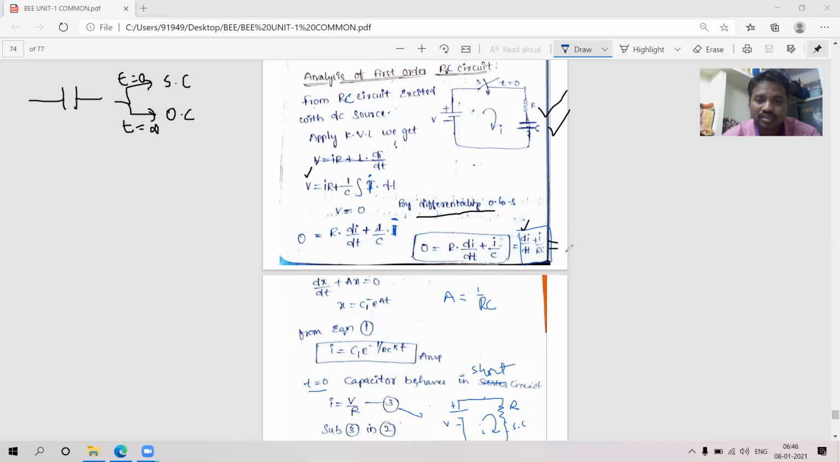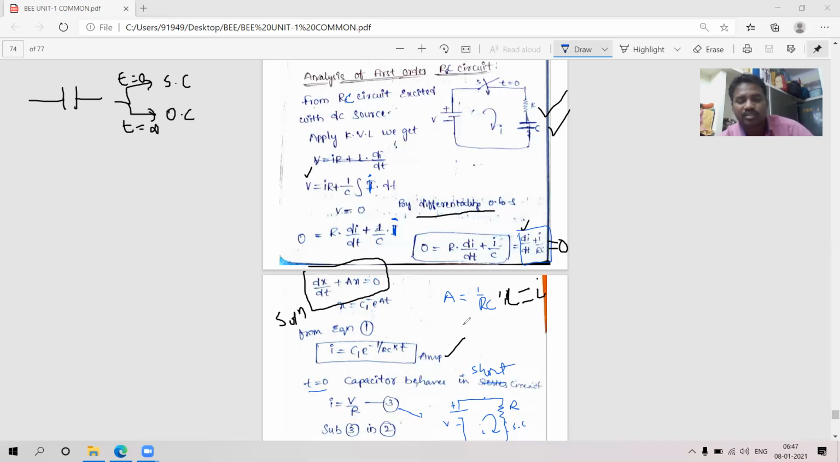Now I am comparing this equation with the standard homogeneous equation, dx by dt plus ax equal to 0. For this, the solution is x equal to c1 e power of minus at. Comparing, x is nothing but the current, and a is 1 by RC. Substituting, the solution is I equal to C1 e power of minus 1 by RC into t, where C1 is a constant. So this is the actual value I got.